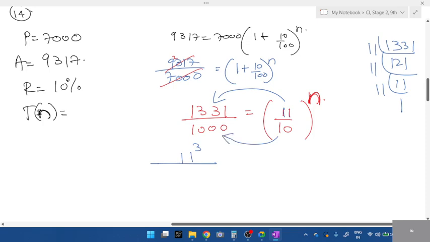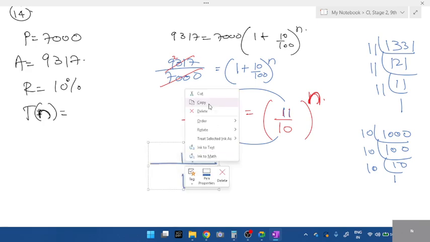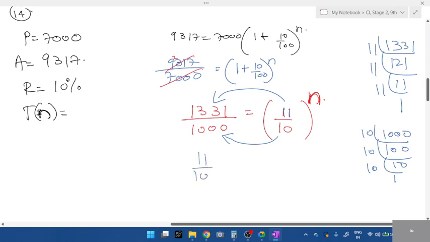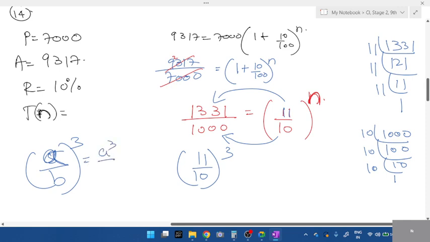Okay. Compare this, students. 10 into 100, 10 into 10, 10 into 1. How many times can I write 10 cube? 1000 is what? 10 to the power of 3. Instead of writing like this, can I write it together? 11 by 10 cube? It's the same, right? See, if I write a by b cube, if you open the bracket, what's the answer? A cube divided by b cube. In the same way, 11 cube and 10 cube, I can write it together like this. Understood? Is it clear?